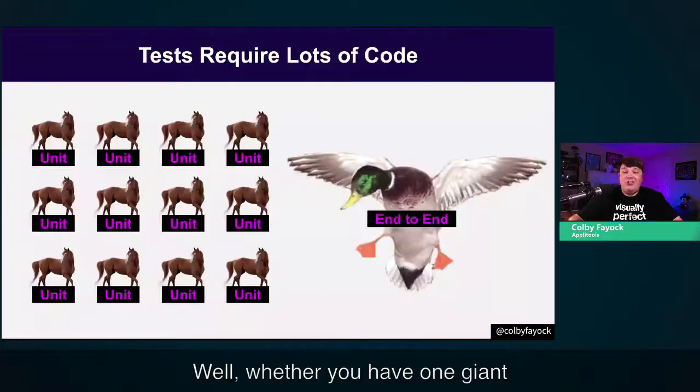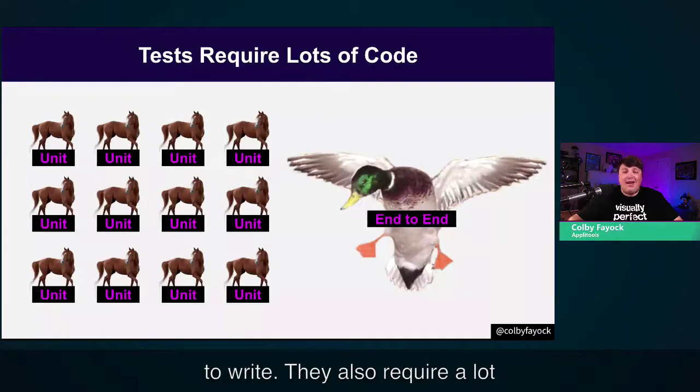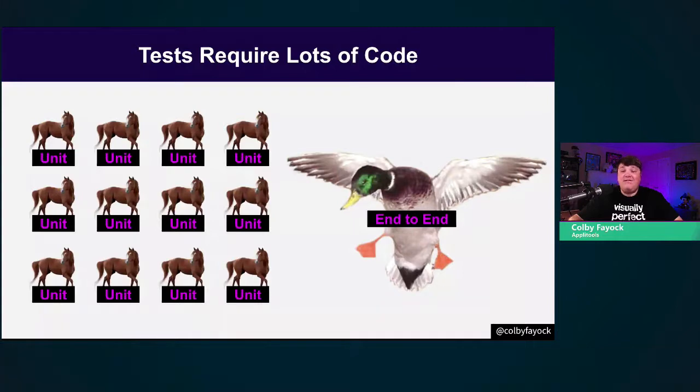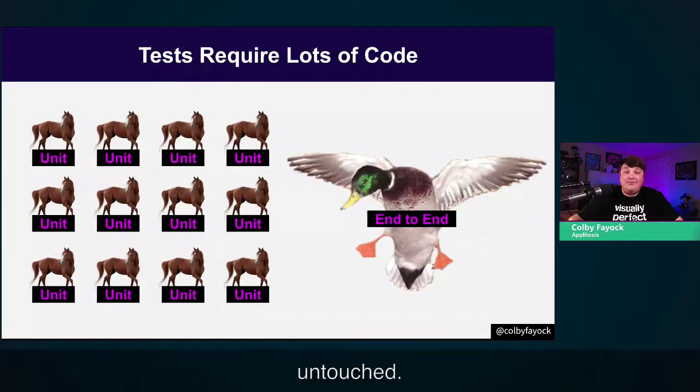Well, whether you have one giant end-to-end test or 100 unit tests, all those tests take time to write. They also require a lot of code. That code, just like features, needs to be maintained. That code, like feature code, might have bugs and increase in complexity. Tests can easily lead to technical debt and end up frustrating developers when broken and left untouched.